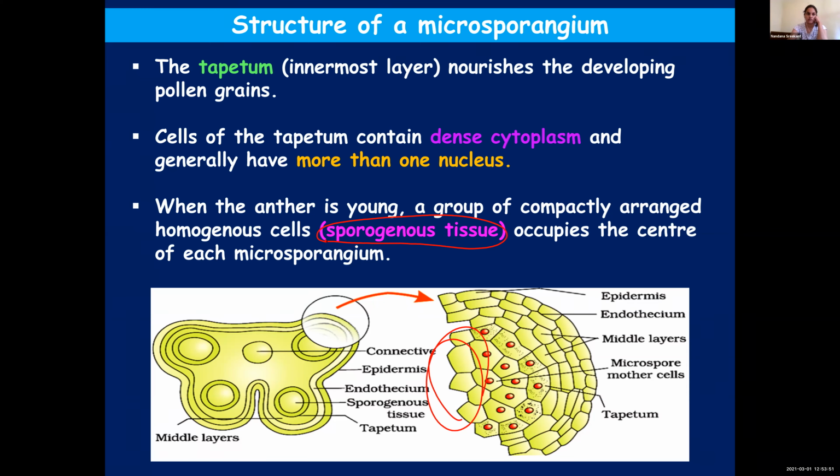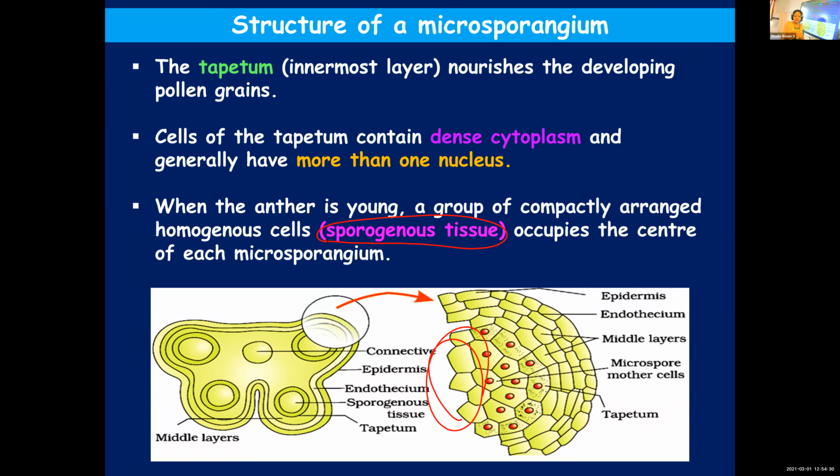Ma'am, can you repeat the last point? So we were discussing the structure of a microsporangium. You understood that there are 4 layers, and the functions of the 4 layers we also discussed. But at the center of each microsporangium, apart from these wall layers, there are some specialized, homogeneous cells, very closely and compactly arranged at the center. That mass of cells you call sporogenous tissue.